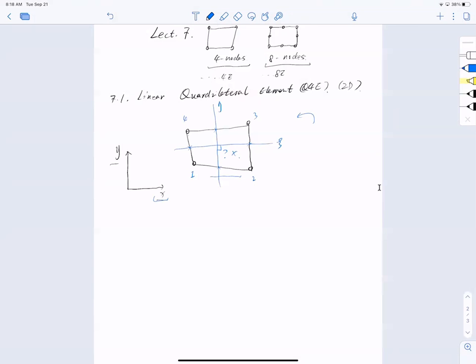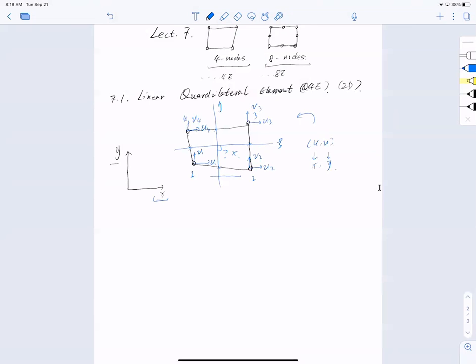Now for each node I have displacement. So this is U1 and this is V1, this is U2, this is V2, this is U3, and this is V3, and again U4, V4. So U and V represent the displacement along the X and Y direction.